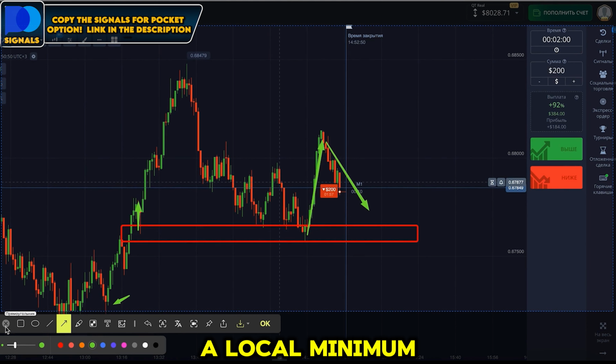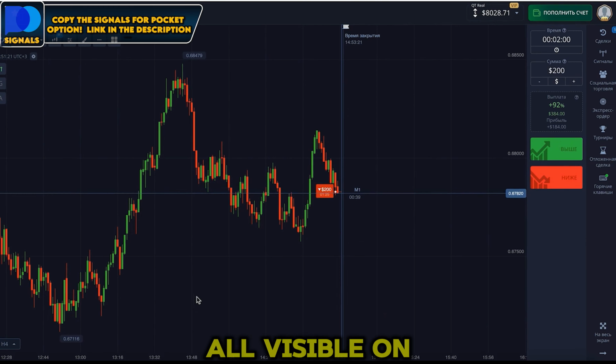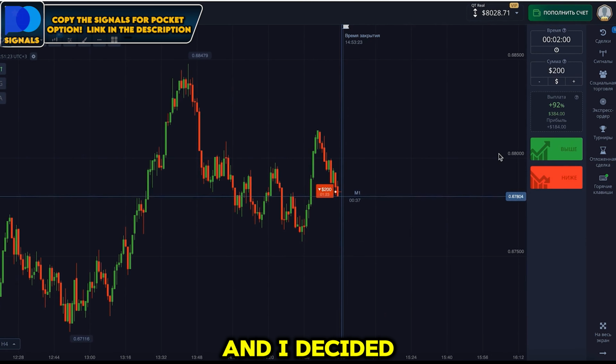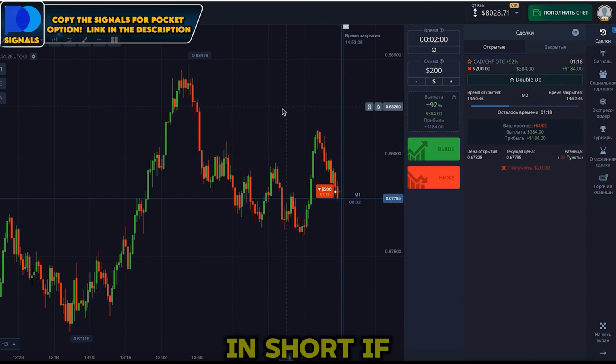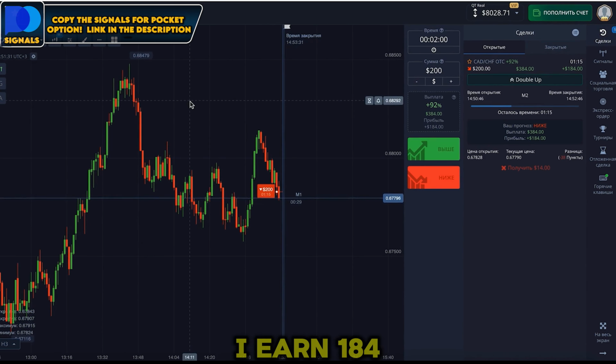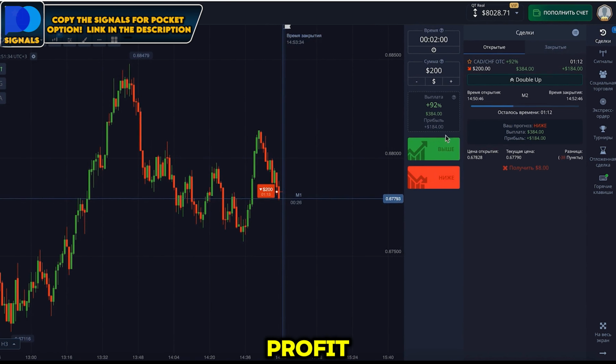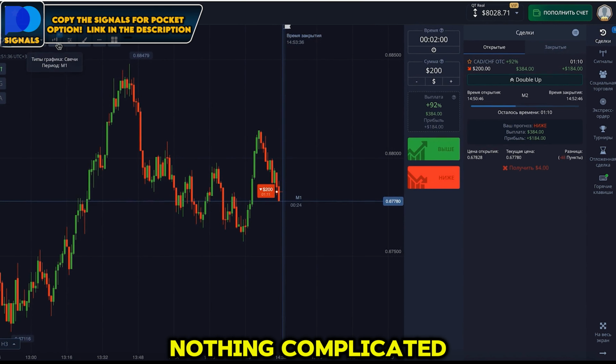Now I understand that it will at least reach this area. Plus, we have a local minimum just below here, and this was all visible on the 5-minute chart, and I decided to enter the trade for exactly 2 minutes for $200. In short, if the trade goes well, guys, I earn $184 in pure profit. I think there's nothing complicated.